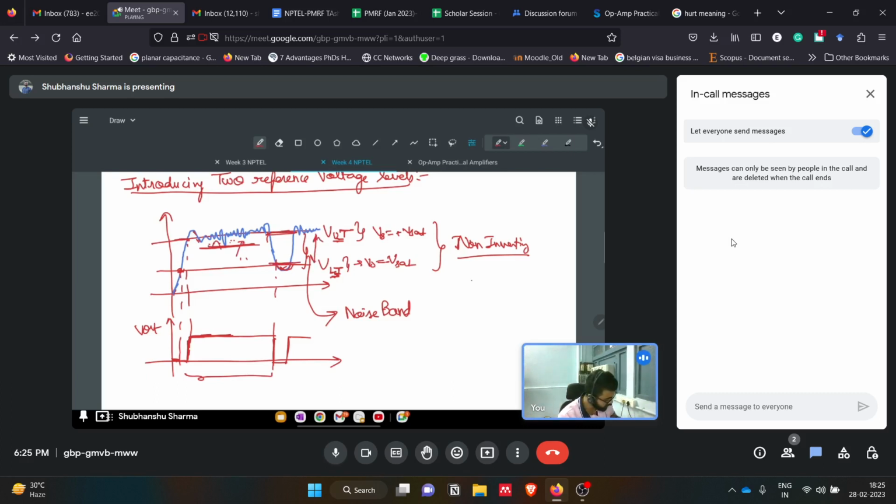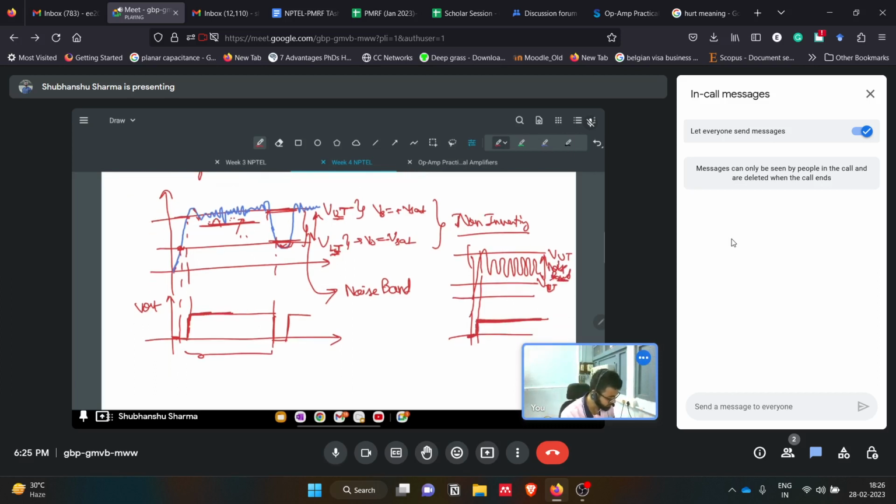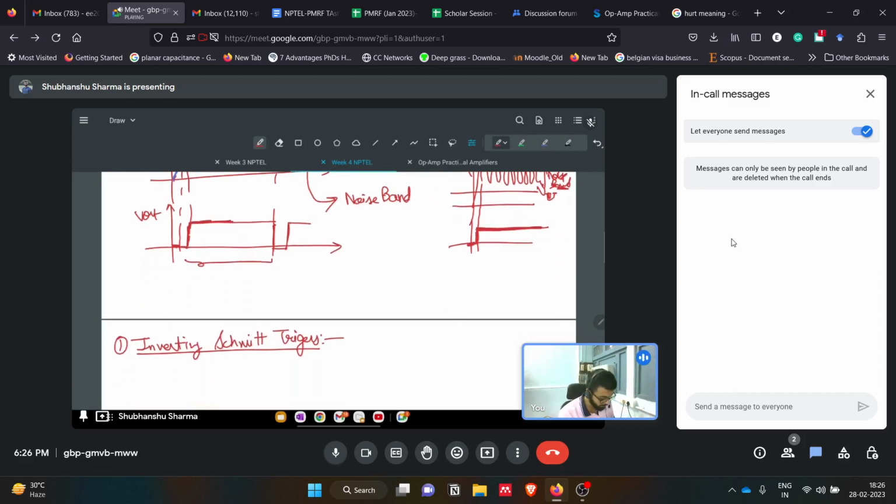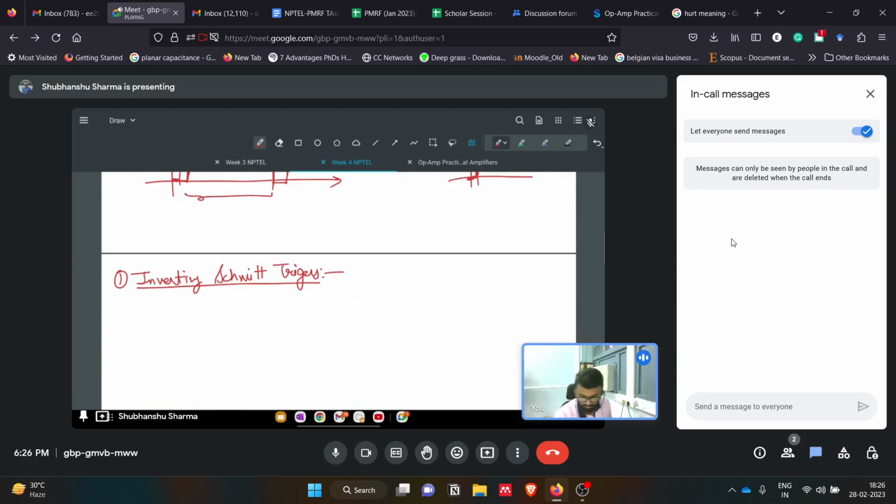So let's say I give you a signal with reference voltages LT and I increase UT. Even big fluctuations like this will not matter, since once my signal crosses the upper threshold, the output will remain constant because the noise band is large in this case. So we can be more immune to fluctuations or noises. Okay, so now we're talking about inverting Schmitt triggers.